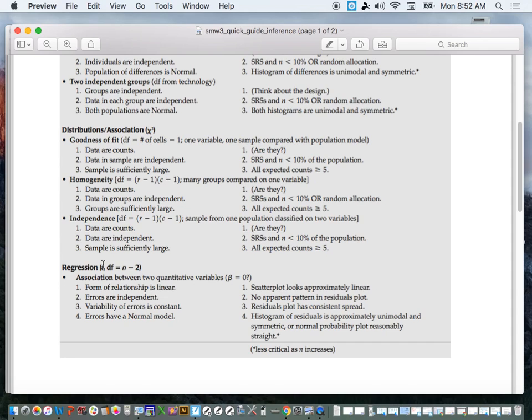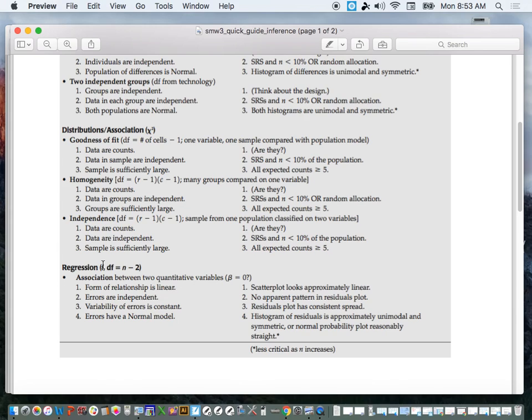For homogeneity and independence, they're basically the same test, but remember, you'll probably see independence. And degrees of freedom are rows minus 1 times columns minus 1. And then the last one is the regression t-test. Degrees of freedom are n minus 2.